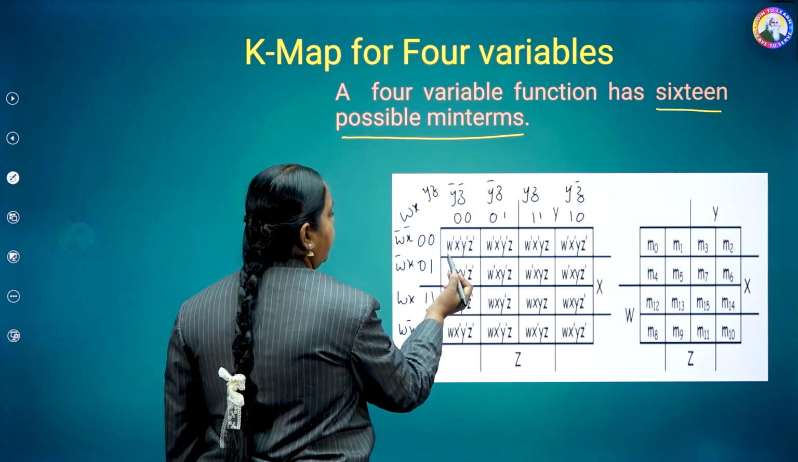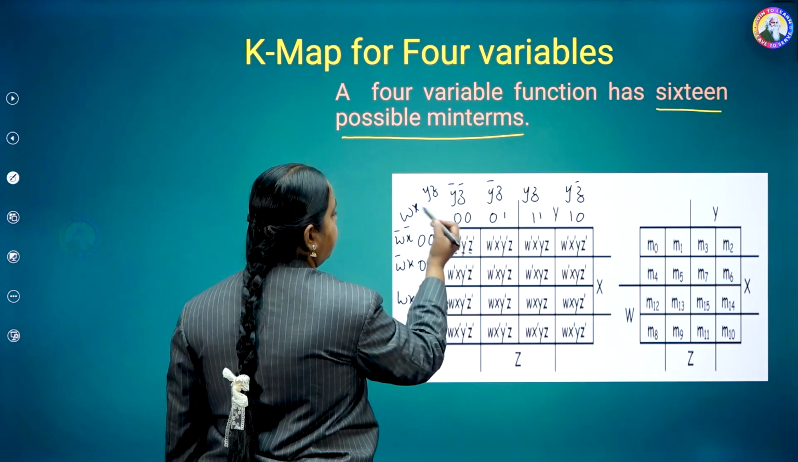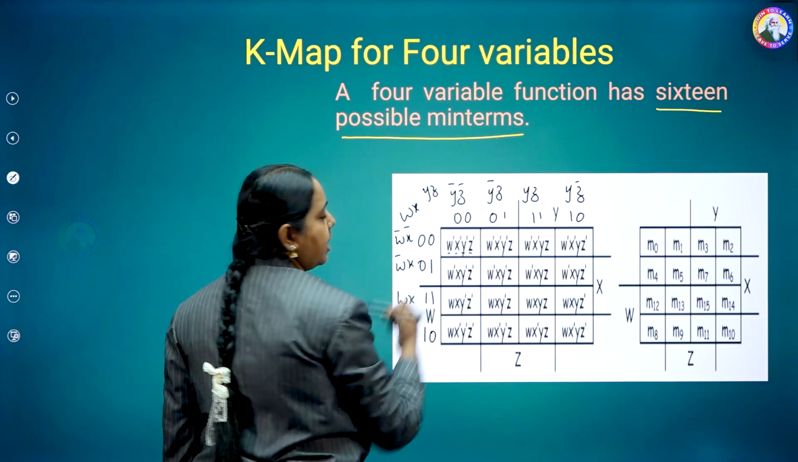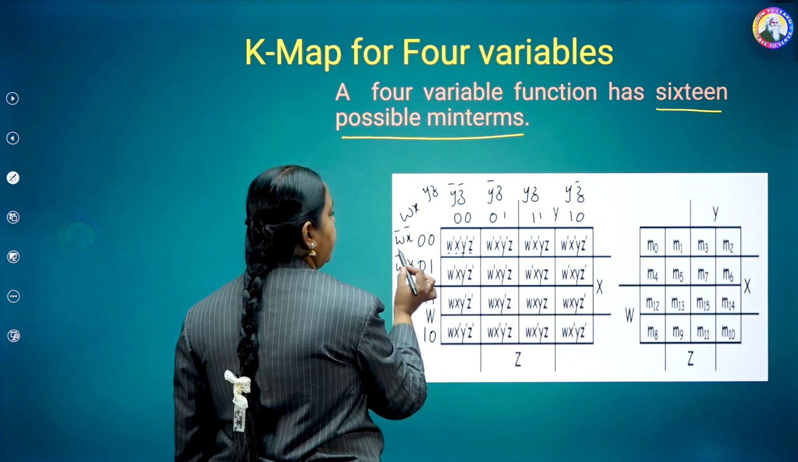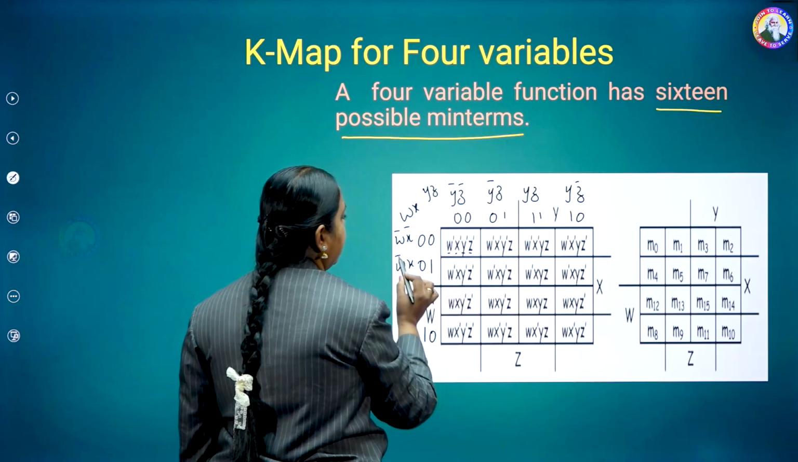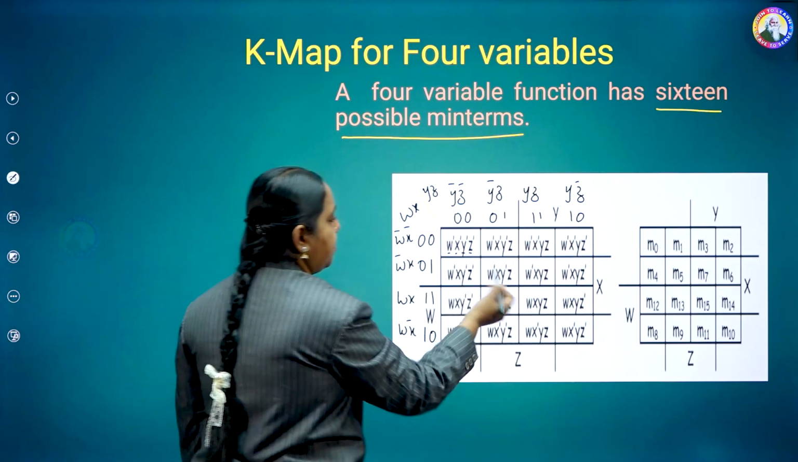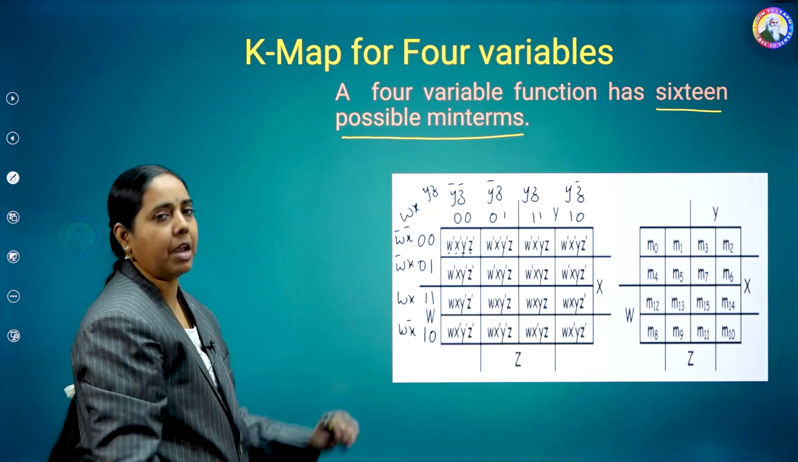So W bar X bar Y bar Z bar. Next, W bar X bar Y bar Z. Next, W bar X bar YZ. Similarly, we'll write all the remaining terms.